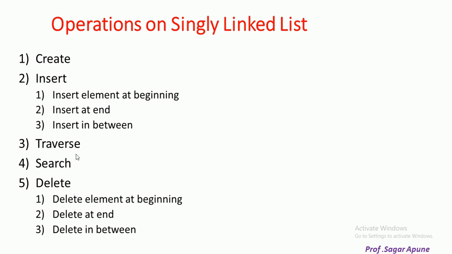Traverse means what? You can visit at least one time each node. Search means what? Search whether a particular node is stored or not inside my linked list, and delete a particular node from the linked list. So you can delete the first node, you can delete the last node, and you can delete the node which resides between two nodes.